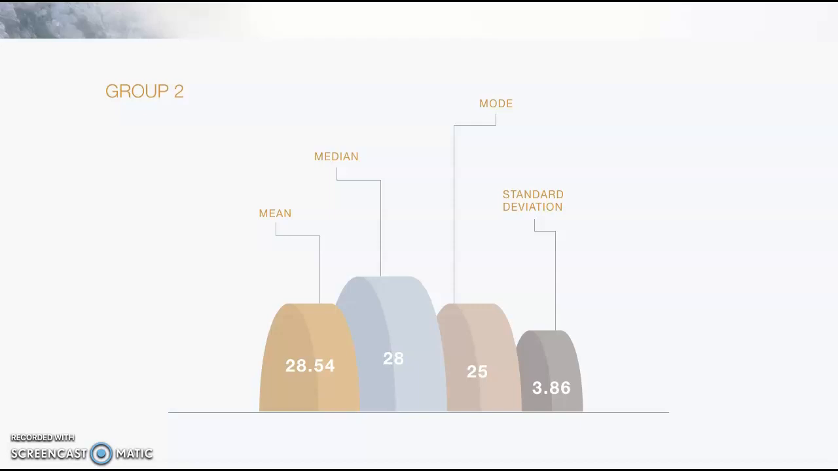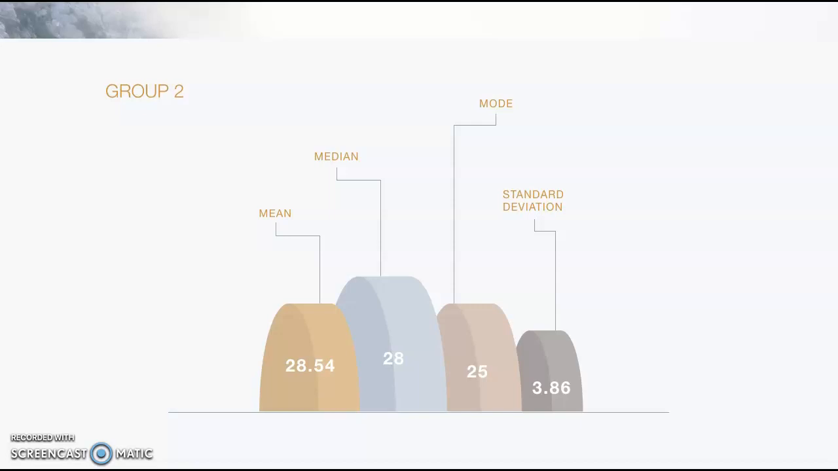In group 2, a smaller sample size here of just 13, I found that the mean for this set of data was 28.54, so a little bit lower than group 1. The median was 28, again a bit lower, and then the mode was 25.